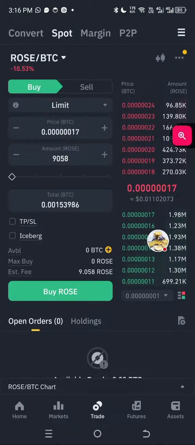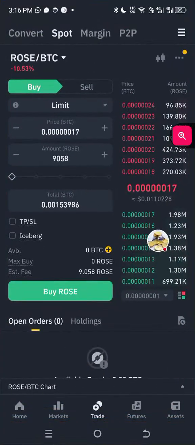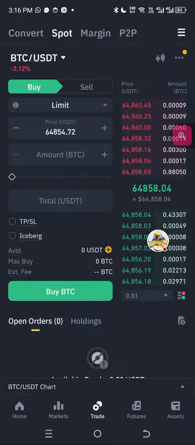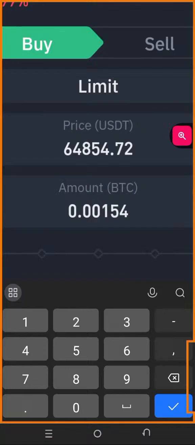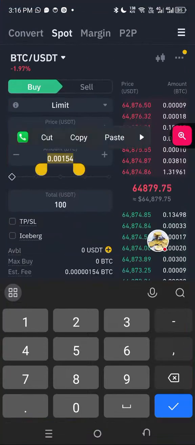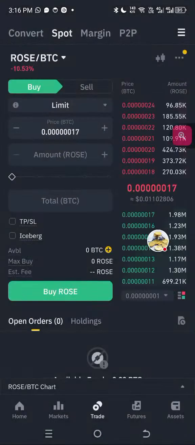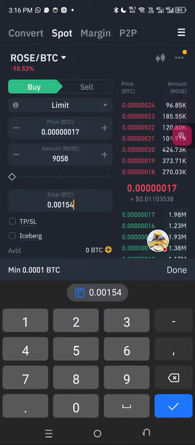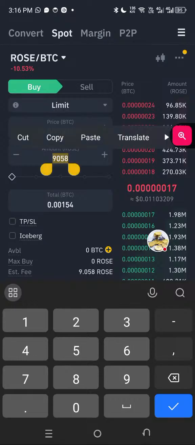Okay, what is going on here? I'm trying to understand what this is. Okay, it actually showed everything. Let me go back and start from the beginning again. Let me just buy BTC again, because I don't want to be confused. Let's put in $100. Okay, it only gave us this amount, so let's copy that. Then we go to Rose BTC and paste in our BTC here. Okay, so it's only giving us 9058. Let's copy that.